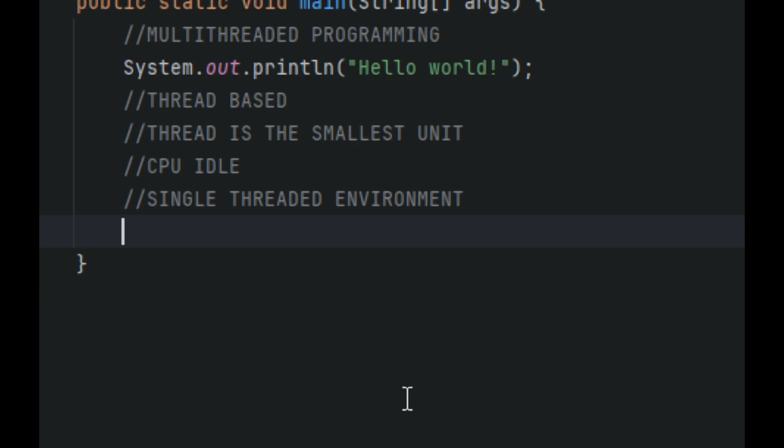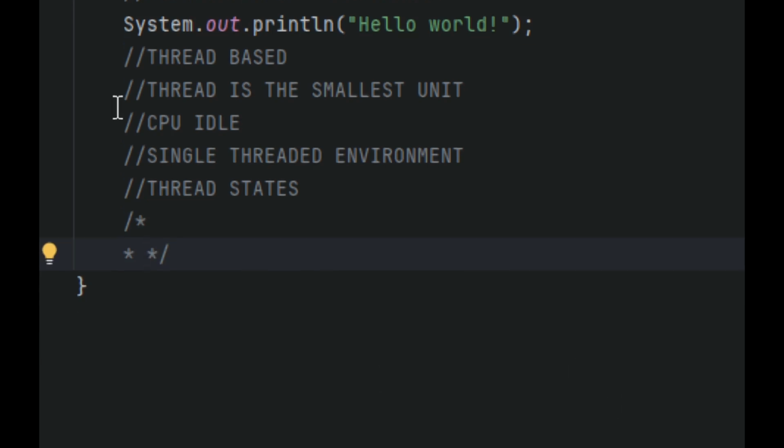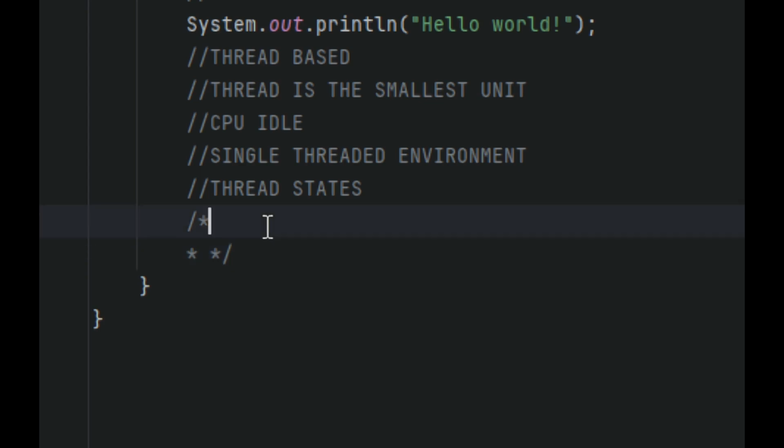Now, one last thing that I really want you to understand is something I call the thread states. Don't forget that we said a thread is basically a part of a program that can run simultaneously with other parts of that same program. It's important to remember that so that you don't get lost in our discussion.